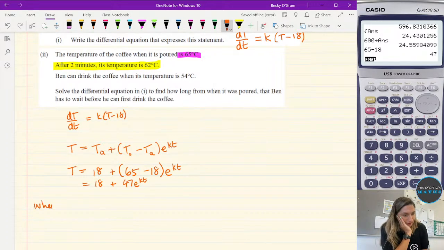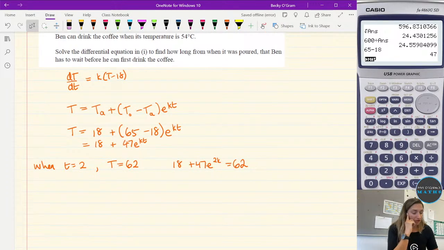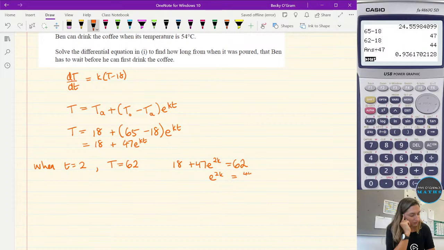Okay, when t is 2, we have the temperature equals 62. So 18 plus 47 e to the 2k is equal to 62. So we can use that to work out e to the 2k. That will be 62 minus 18 divided by 47. I'm actually going to leave that as a fraction. So 2k is equal to the natural log of 44 over 47. So k is equal to half of that.